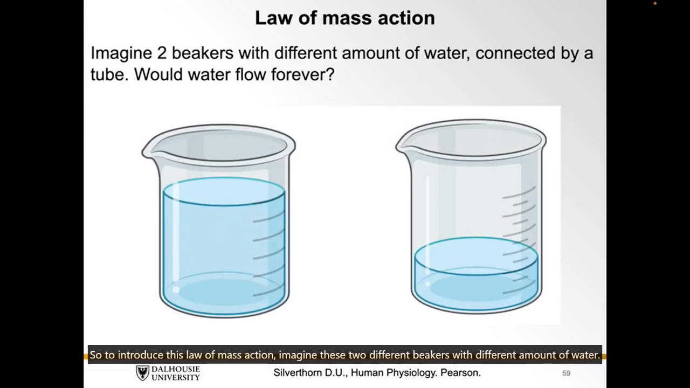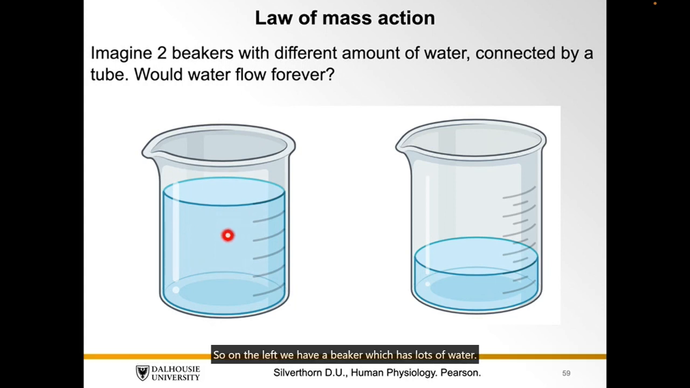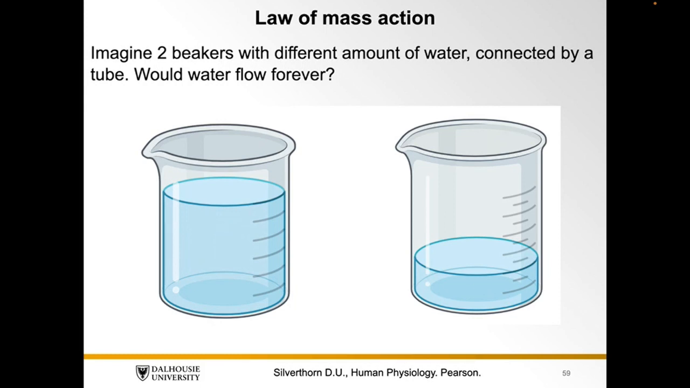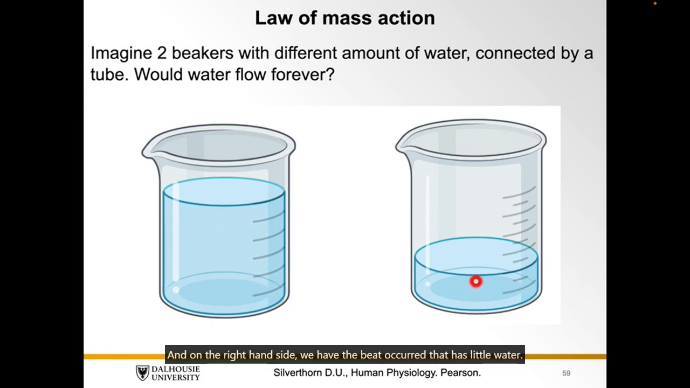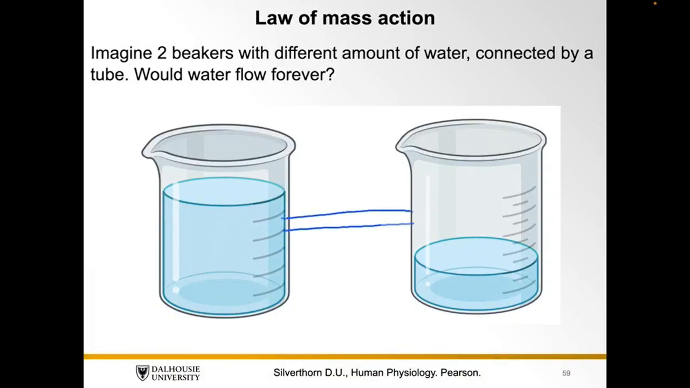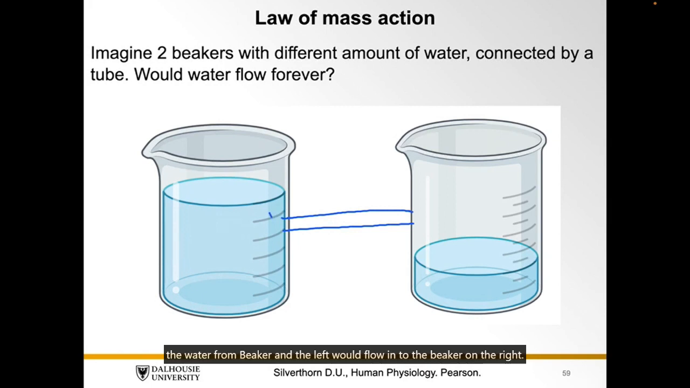So to introduce this law of mass action, imagine these two different beakers with different amount of water. On the left, we have a beaker that has lots of water, and on the right-hand side, we have a beaker that has little water. And now imagine that these beakers are connected by a tube. If there was a tube between the two beakers, you know that the water from the beaker on the left would flow into the beaker on the right.